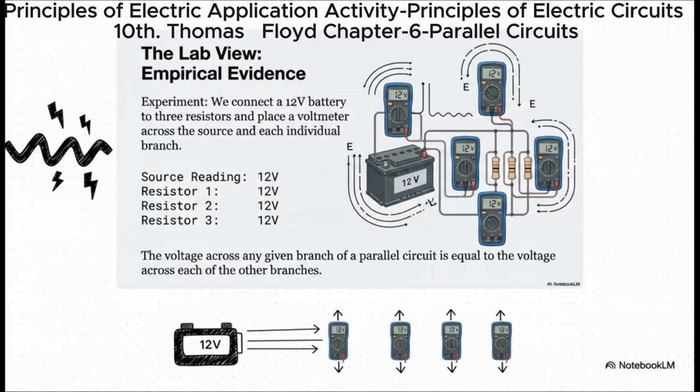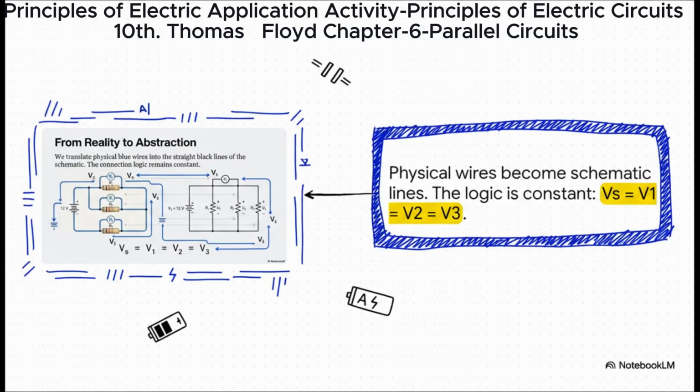And here's the proof in the pudding. We've got a circuit on a breadboard here. Our power supply is set to 12 volts, and we have 3 resistors hooked up in parallel. Now just look at the voltmeters. The one on the source reads 12 volts. The one across the first resistor, 12 volts. The second, 12 volts. The third, you guessed it, 12 volts. The rule holds true.